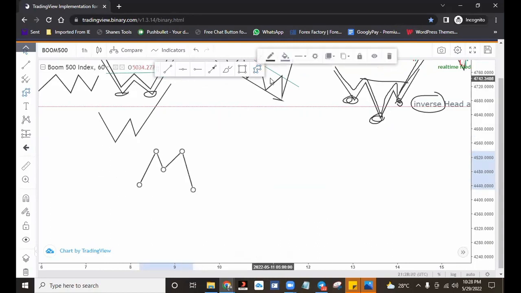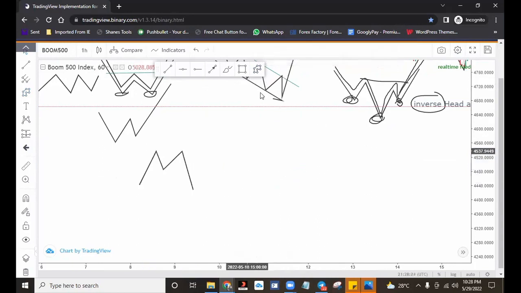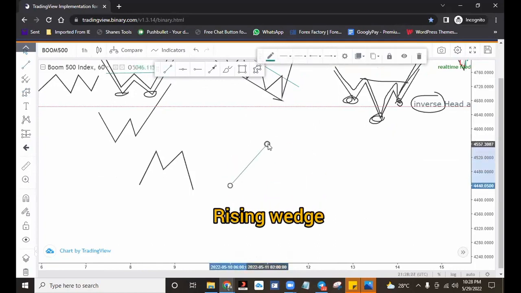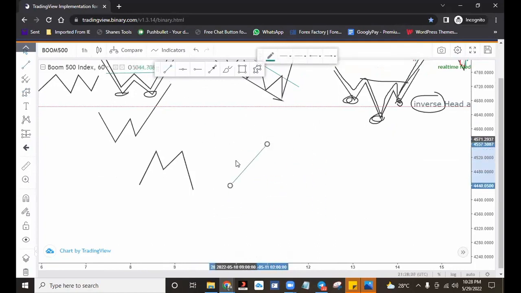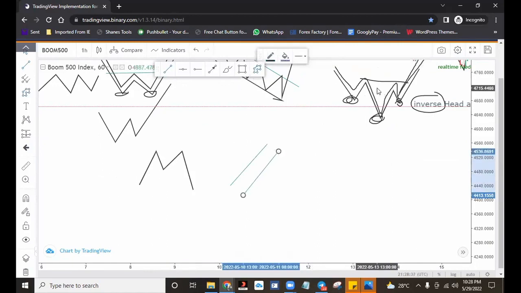All right. And the next is what? Remember, we had this falling wedge. Next is going to be a rising wedge. Here's how it goes. All right. A rising wedge. And the last, where we had an inverse head and shoulder, now we're going to have a head and shoulder.